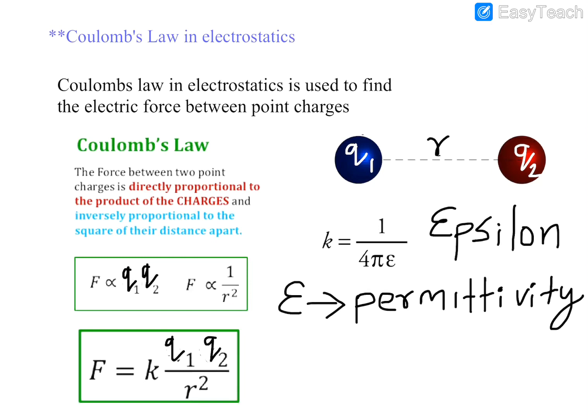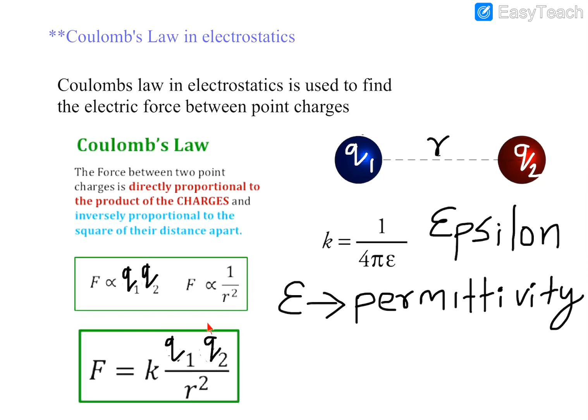Electrostatic force F is equal to 1 by 4 pi epsilon, because K is equal to 1 by 4 pi epsilon. So F is equal to 1 by 4 pi epsilon Q1 Q2 divided by R square. This is the general expression for Coulomb's law, which is used to find the force between two point charges which are placed some distance away.